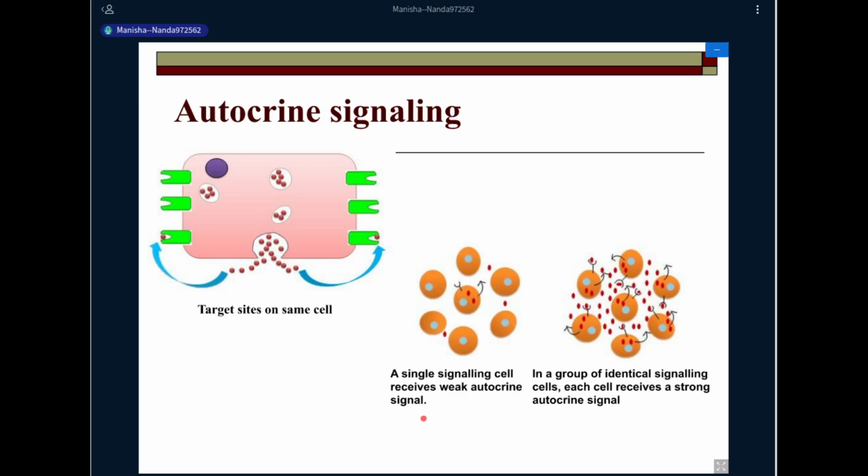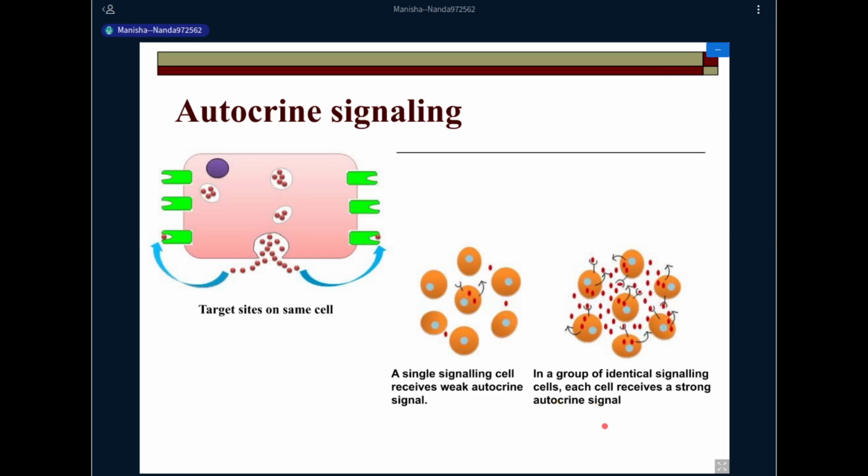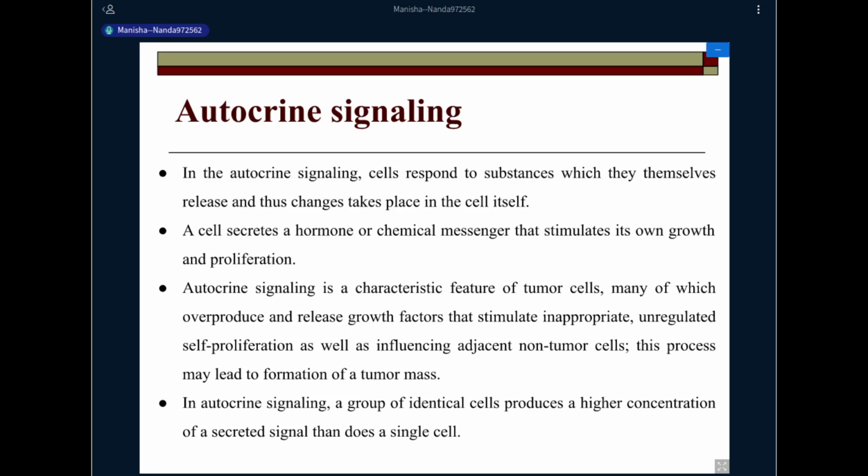So a single signaling cell receives a weak autocrine signal, whereas in a group of identical signaling cells, each cell receives a strong autocrine signal. So a cell secretes a hormone or chemical messenger that stimulates its own growth and proliferation. Autocrine signaling is a characteristic feature of tumor cells, many of which overproduce and release growth factors that stimulate inappropriate and unregulated cell proliferation, as well as influencing adjacent non-tumor cells, leading to formation of a tumor mass. So this is the best example.